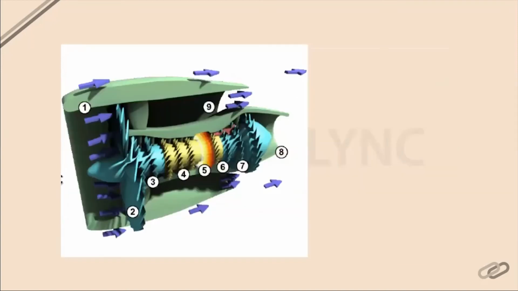Okay, this is another example. One is the intake, two you can consider a fan, three is the compressor, four is, three you can consider a low pressure compressor, four a high pressure compressor, five the combustion chamber, six a high pressure turbine, and seven a low pressure turbine. Nine is the bypass gas, eight is the exhaust to the atmosphere. It's a typical jet engine that I was talking about.